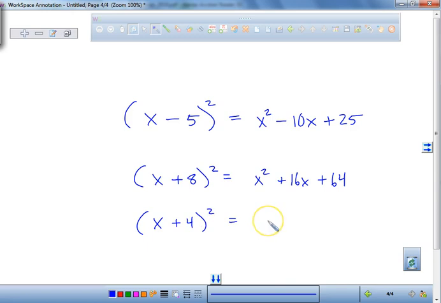So, what am I going to start with? X squared. Got it. And then 8. Yes, 8x, good. And 4 times 4. I don't even know what 4 times 4 is. Yes, you do. 4 times 4 equals 16. Yes, 16.